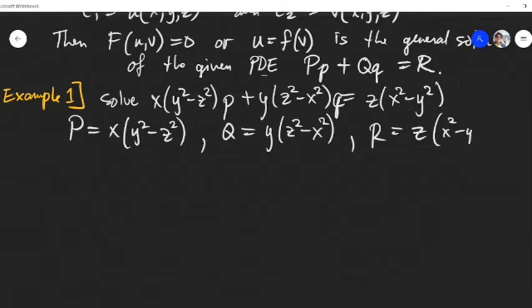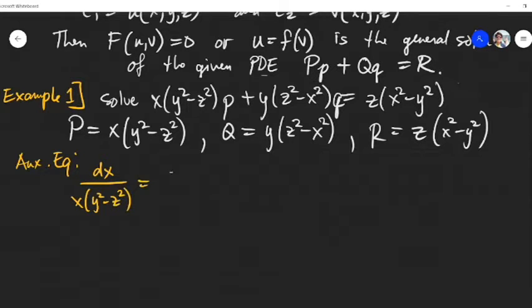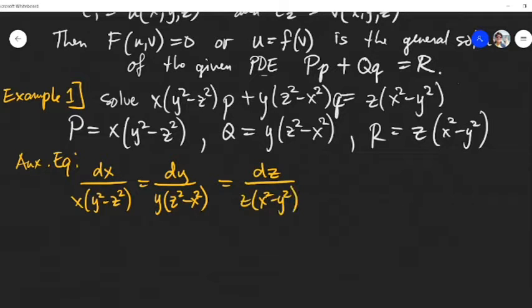z times (x squared minus y squared). So let's make our auxiliary equation. The auxiliary equation is just dx over P, which is x times (y squared minus z squared), is equal to dy over y times (z squared minus x squared), is equal to dz over z times (x squared minus y squared).